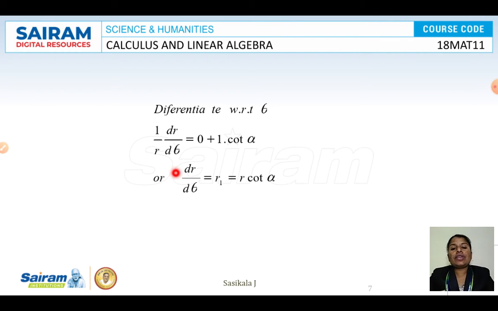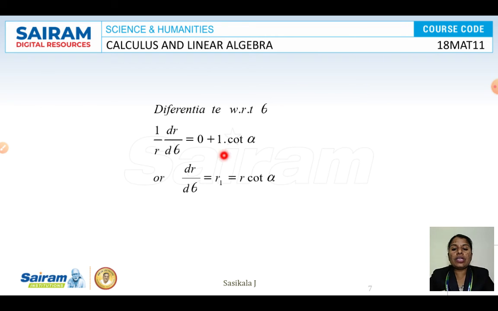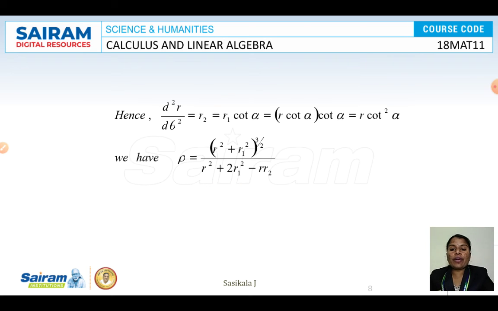So what is that? You can differentiate with respect to theta. You will have 1 by r dr by d theta. This will go to 0 and it remains only theta, which will be 1, into cot alpha. r, you can write it as dr by d theta, because I need only r1. So r is to be taken to the other side. So r1 is equal to r cot alpha. So now what is that? d squared r by d theta squared we need to find. r2 is equal to r1 into cot alpha. As you know, r1 is nothing but r cot alpha, so it is r cot squared alpha. We found here r1 and r2.